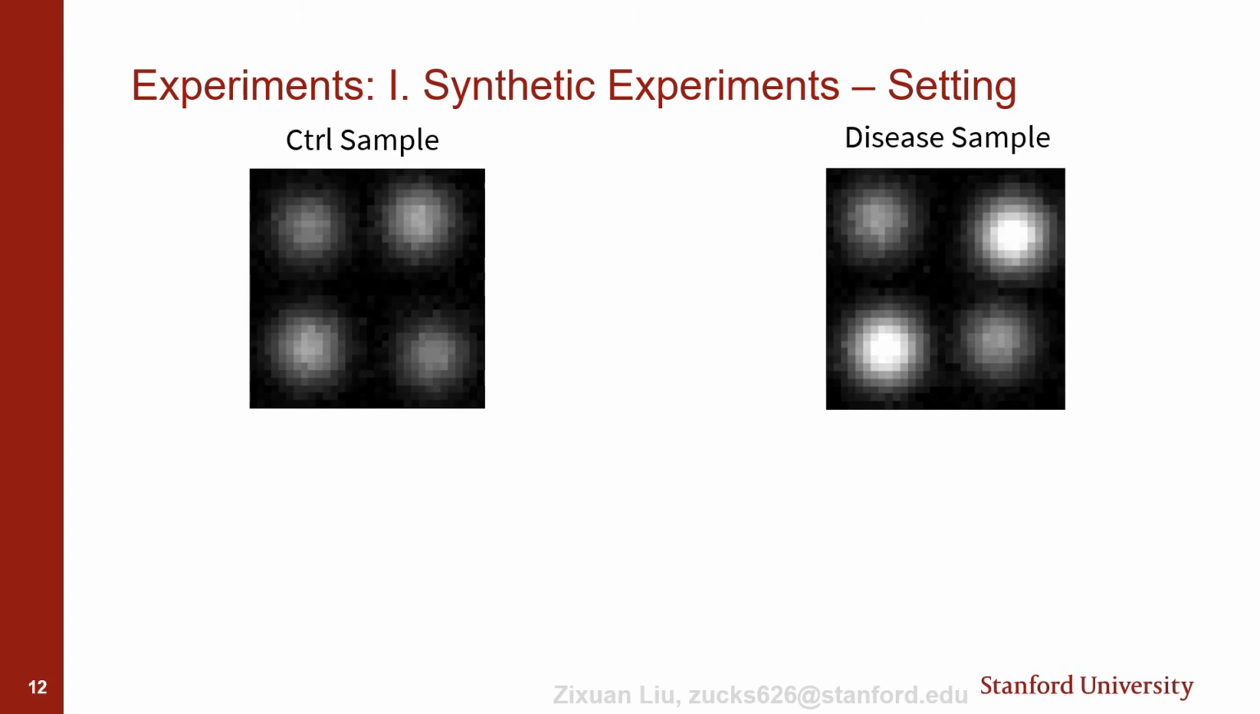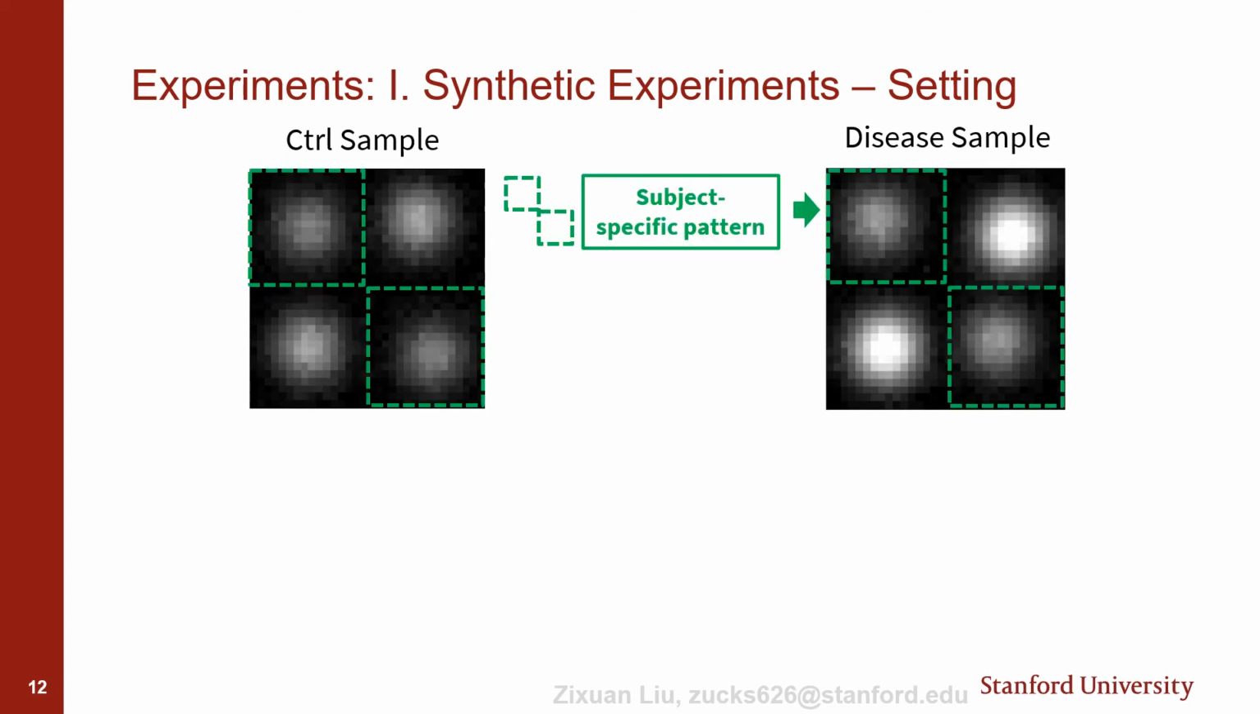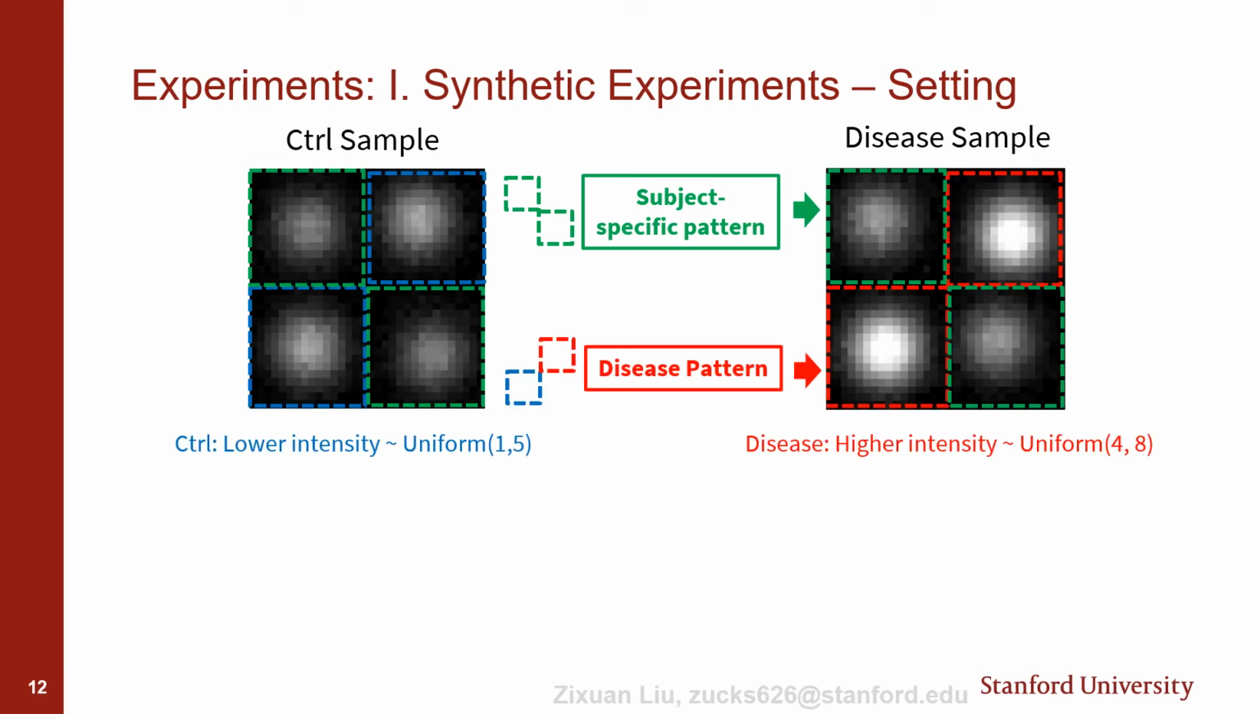Okay, next I will present some experimental results. We applied our method on 3 experiments, and the first experiment was conducted on a synthetic image dataset. This dataset has two image cohorts, the control cohort and the disease cohort. Each image is composed of a 2x2 subregion panel with a Gaussian signal in each subregion. The two diagonal subregions boxed by the green square denote subject-specific patterns, which are randomly sampled across the subjects. The two off-diagonal subregions denote the control and disease patterns.